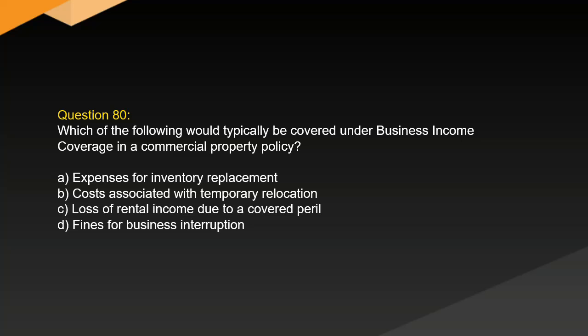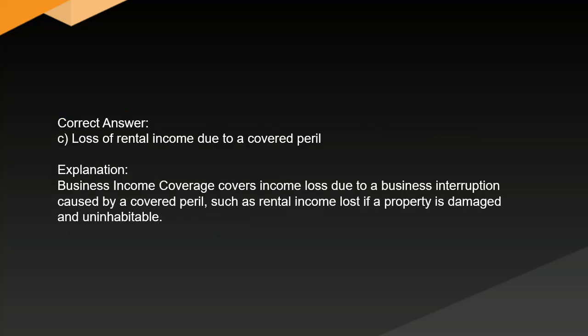Question 80. Which of the following would typically be covered under business income coverage in a commercial property policy? A. Expenses for inventory replacement. B. Costs associated with temporary relocation. C. Loss of rental income due to a covered peril. D. Fines for business interruption. Correct answer: C. Loss of rental income due to a covered peril. Explanation: Business income coverage covers income loss due to a business interruption caused by a covered peril, such as rental income lost if a property is damaged and uninhabitable.